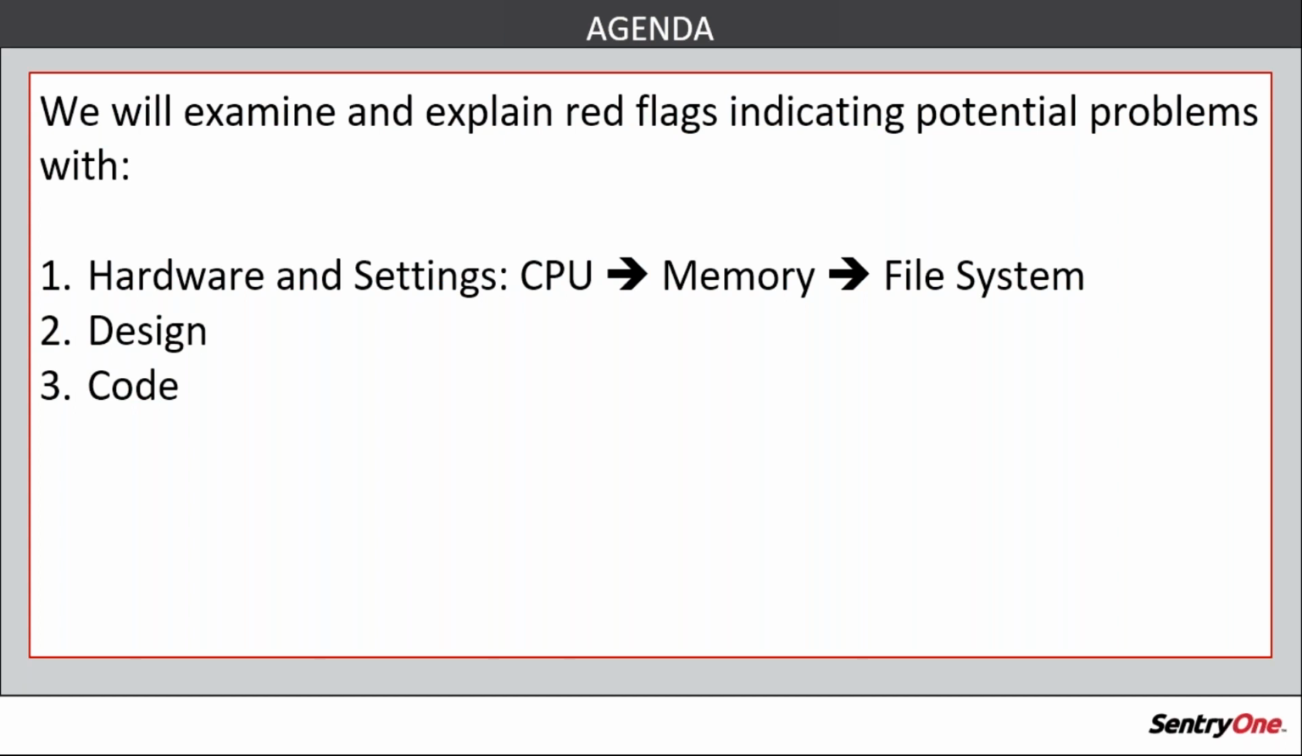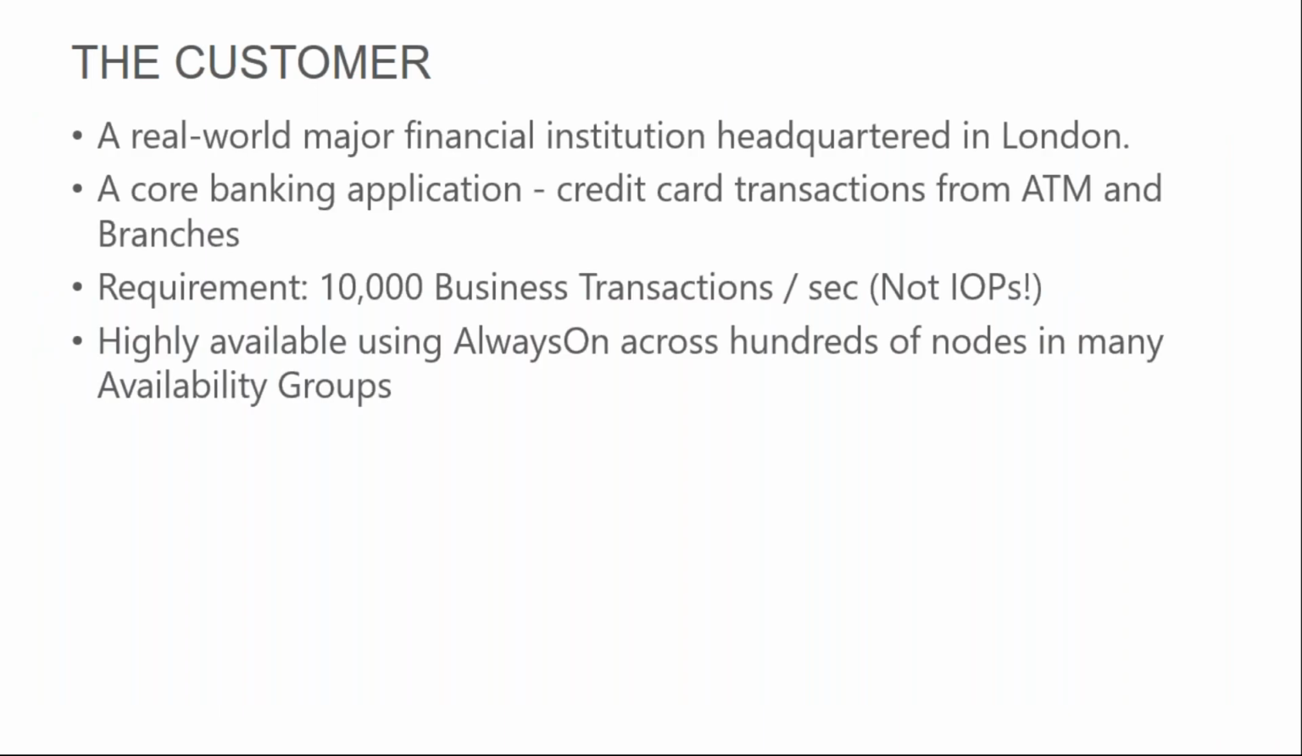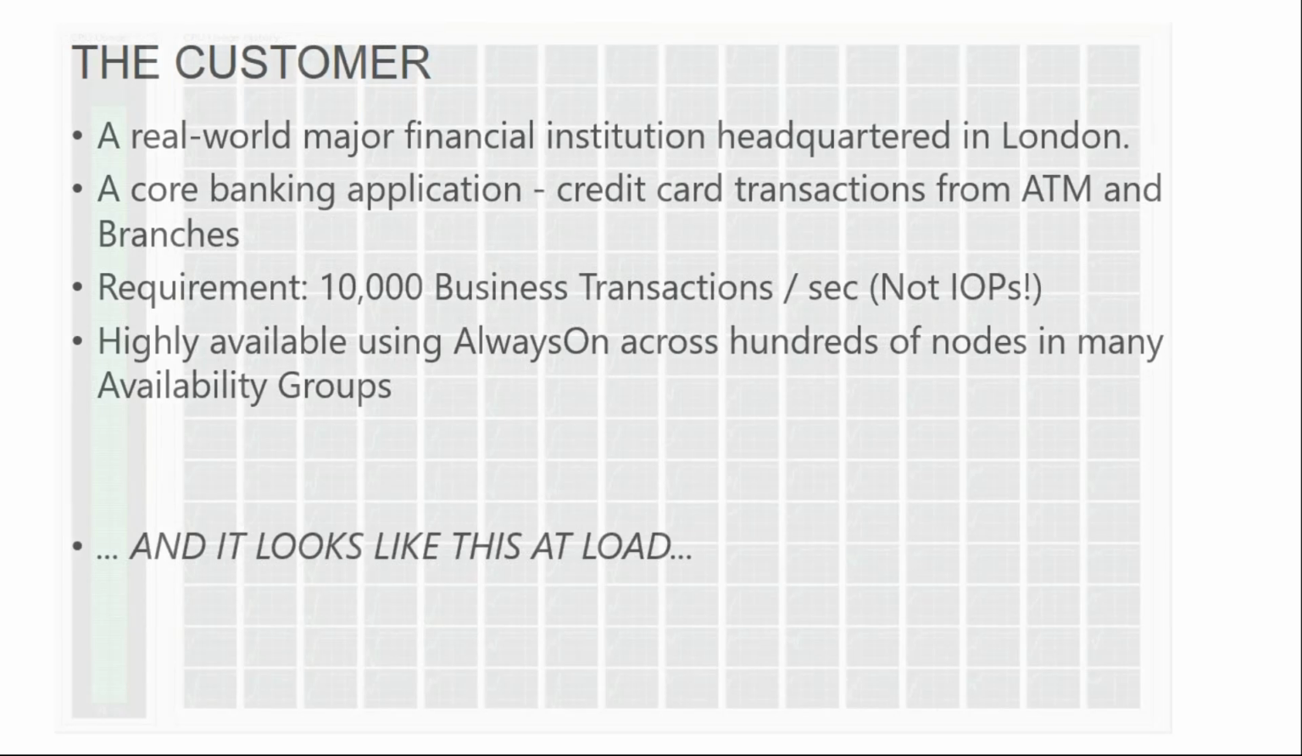So here's an actual customer that I had, a real-world major financial institution headquartered in London, with branches all over the planet. One of their core banking applications was processing tens of thousands of transactions per second. And I'm not talking about the IOPS. Each of these transactions had many, many IOPS each. And also, all of the SQL servers were always in availability groups, right? So there were hundreds of nodes, and each of those had hundreds of secondaries. So it was a very complex system, a very mission-critical system.